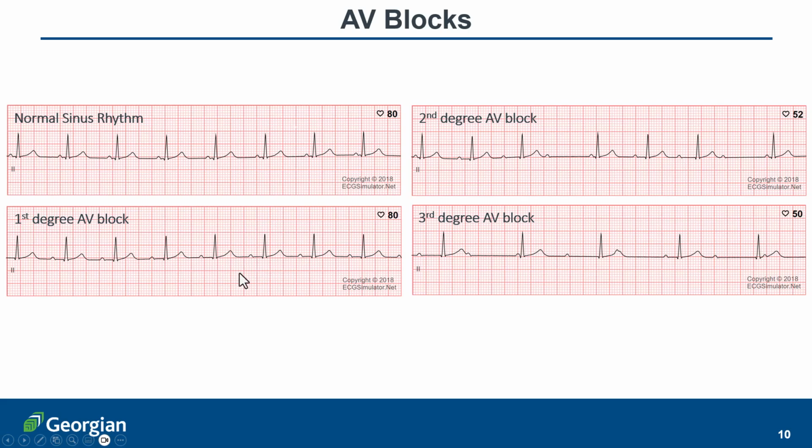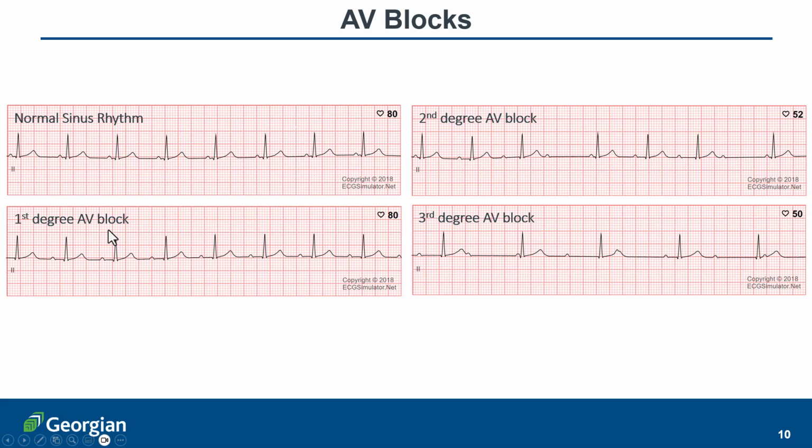In a first-degree AV block, the conduction signal is slowed down even more significantly at the AV node. So there's usually a slight delay at the AV node. In the case of the first-degree AV block, the delay is longer. That is manifested by an increased PR interval. So if you look at normal sinus rhythm, you can see the PR interval is here. It's about 2 small square boxes.